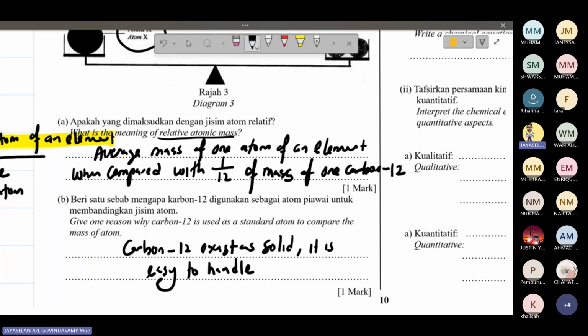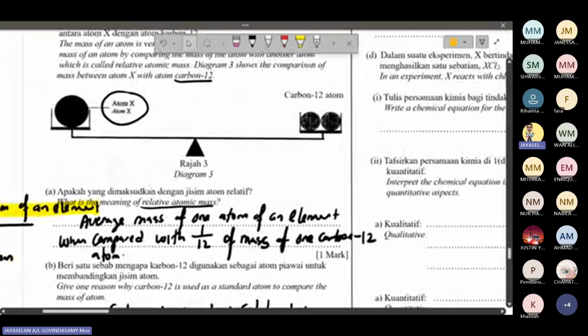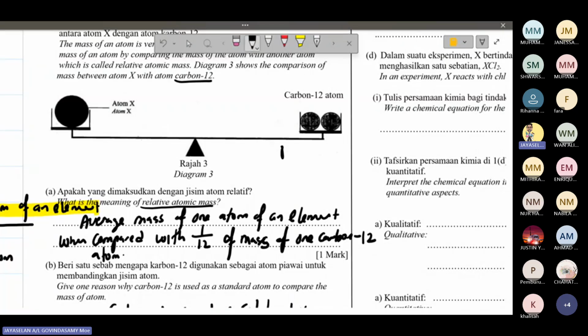Carbon what atom? 12 atom. That's all. You guys already score full mark. Any question? No question. Okay, now they will ask you to find the RAM of atom X. So please remember carbon 12. What is its RAM? Carbon is 12, or 1 over 12.